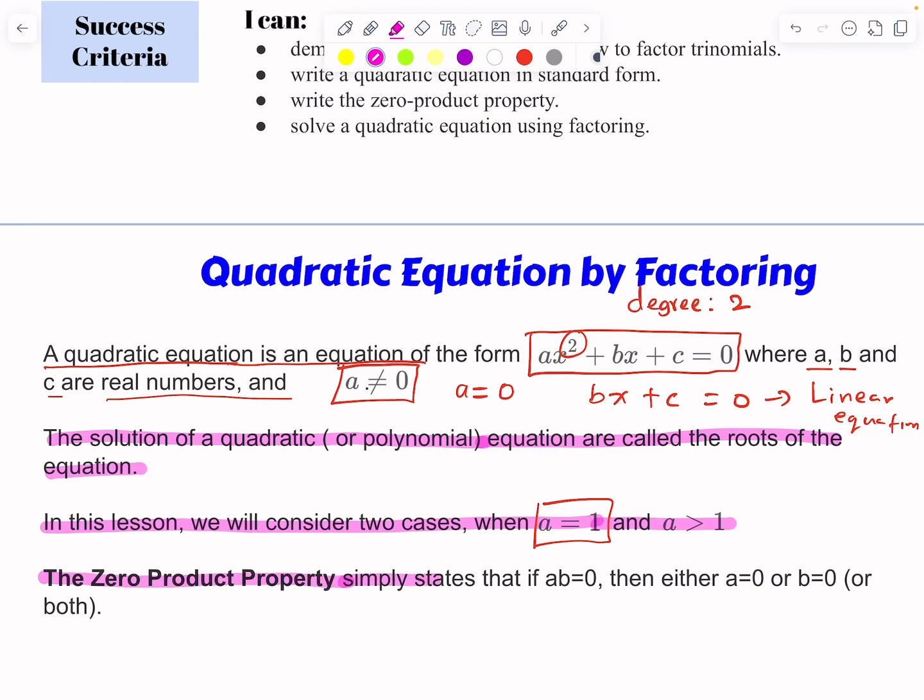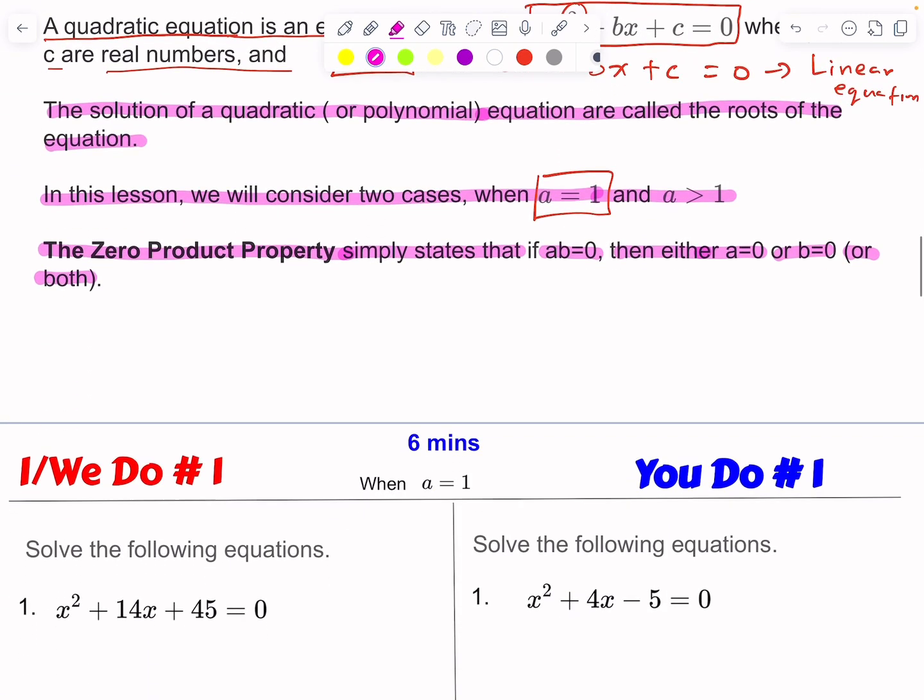And another thing that I want us to have in mind is something called the zero product property, which simply says that if you have ab equals 0, then this means either a is equal to 0 or b is equal to 0, or both are equal to 0, right? So let's see how we can use all of this to solve a question.